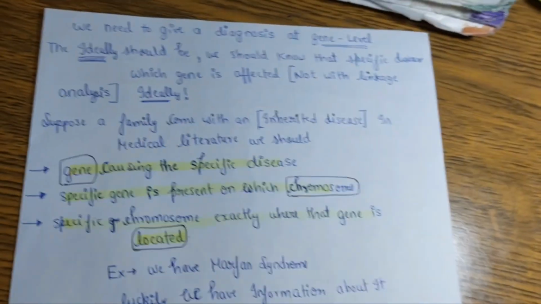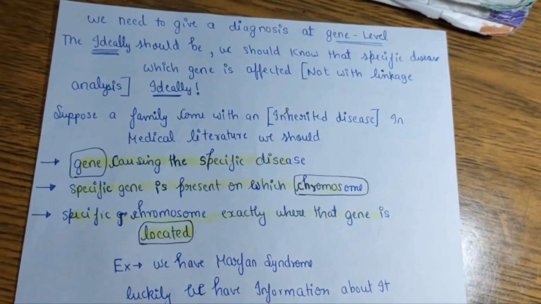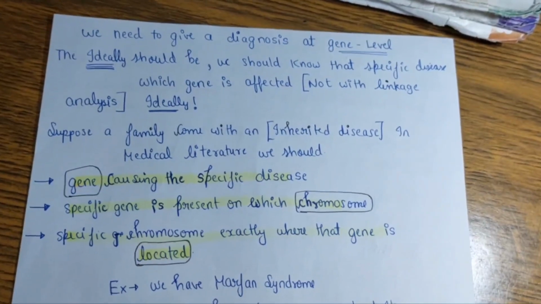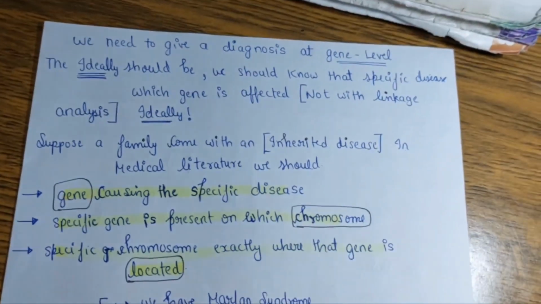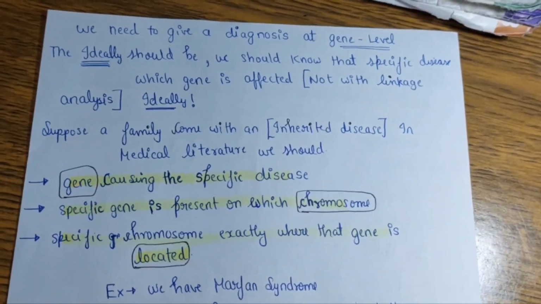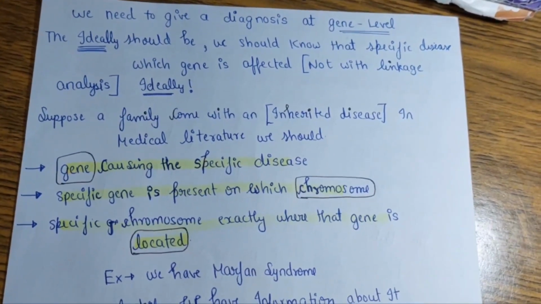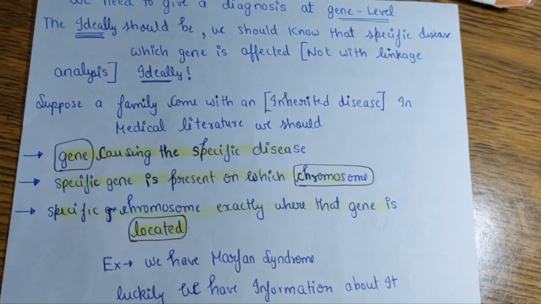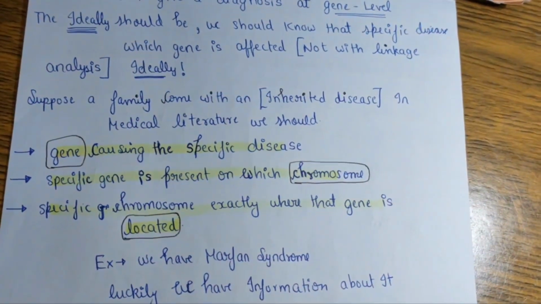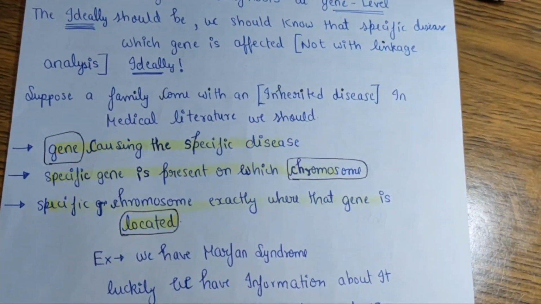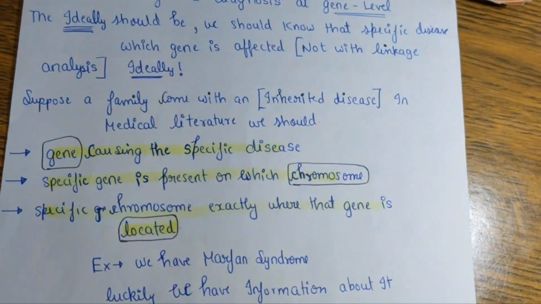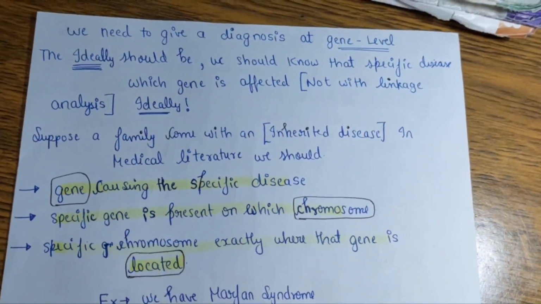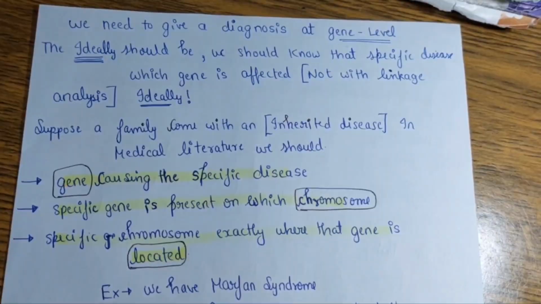If a family comes to us with an inherited disease which runs in their family, ideally if we know the gene which causes the specific disease in that family, and on which chromosome the gene is present, and also where that specific gene is located on that chromosome, it will be very easy for us to diagnose such a disease.